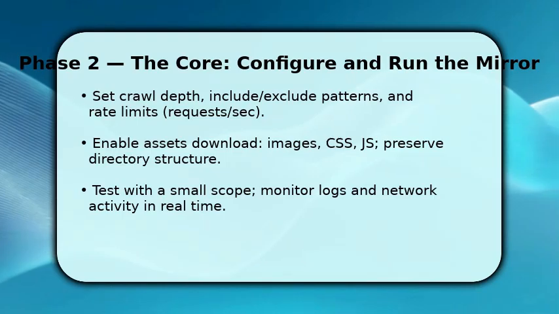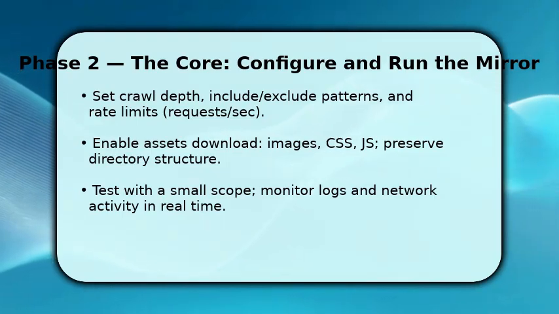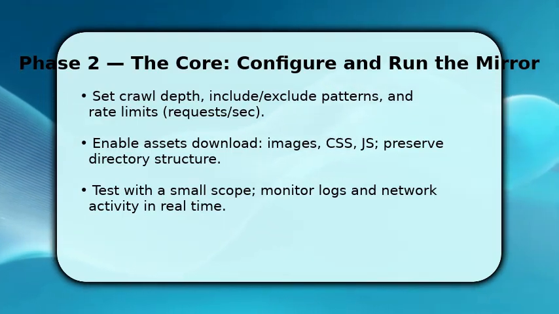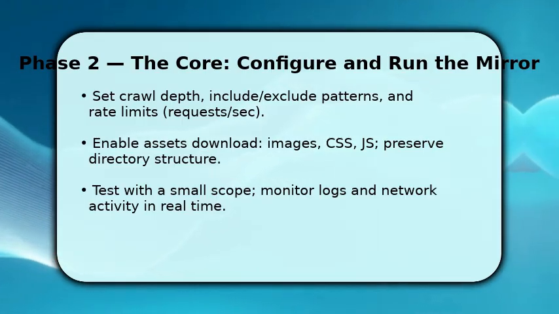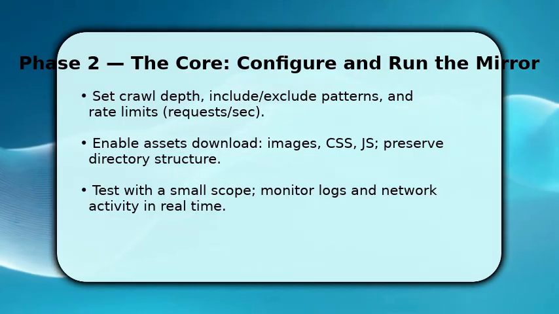You now configure the mirror. Choose crawl depth and include patterns so the tool fetches only what matters. Once configured, enable assets download, images, CSS, JS, so pages render offline, and preserve directory structure to maintain links. Then set rate limits to avoid server throttling.